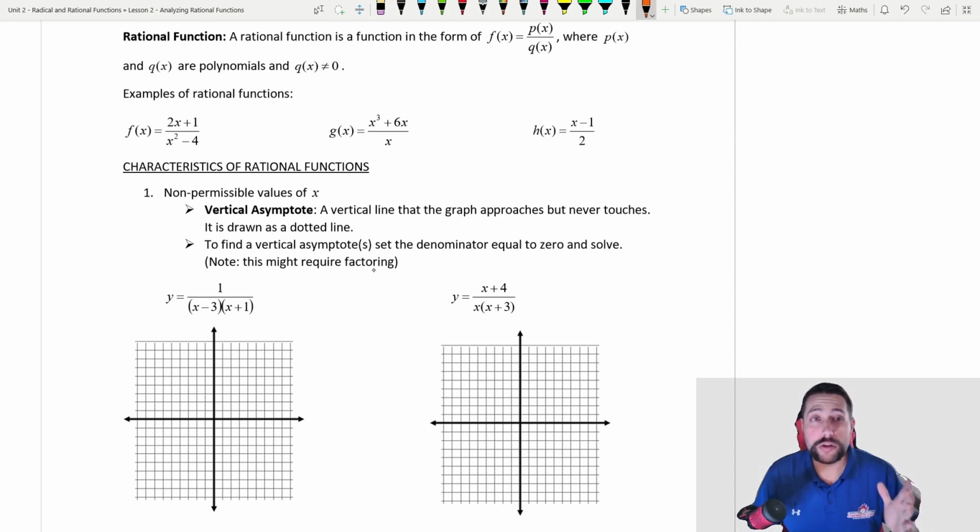Today we're going to do part 2 of analyzing rational functions, okay? Specifically looking at now what rational functions are and how to define them, and then go ahead and graph them, okay? So let's go ahead.